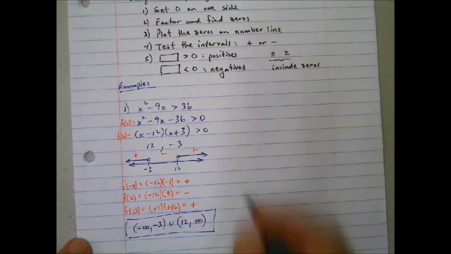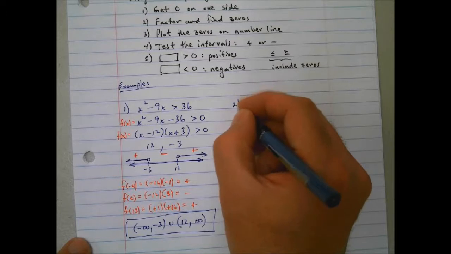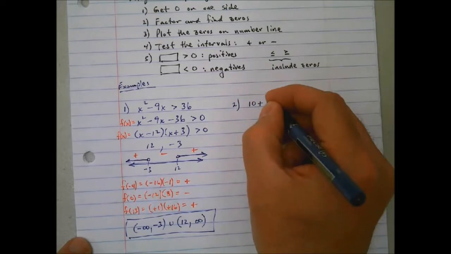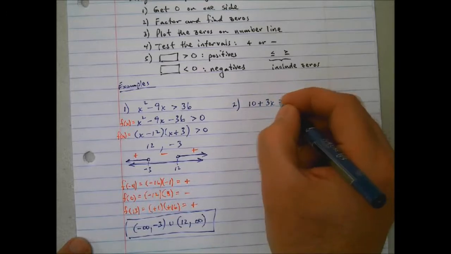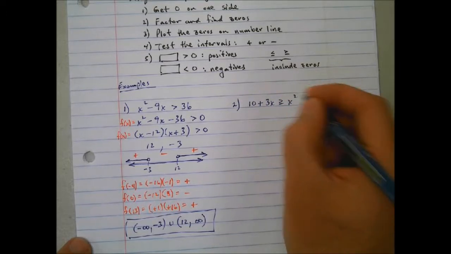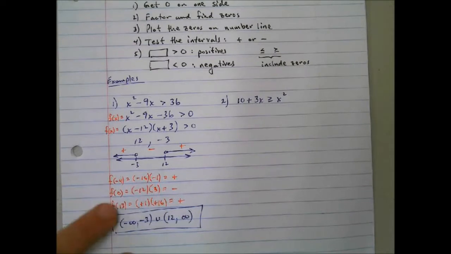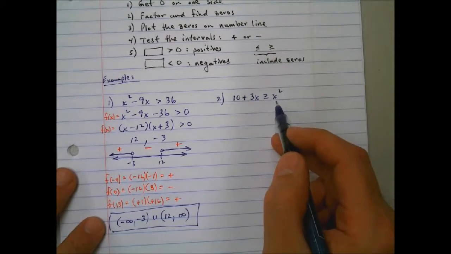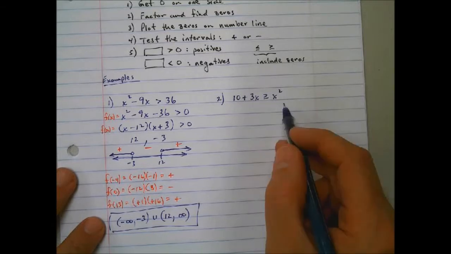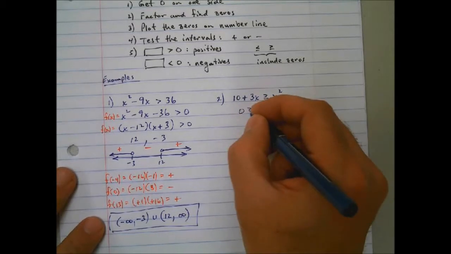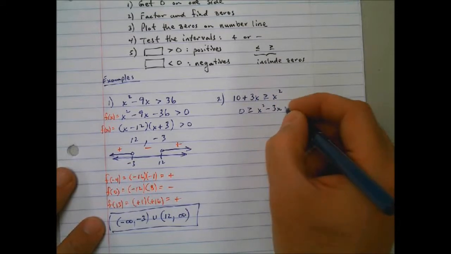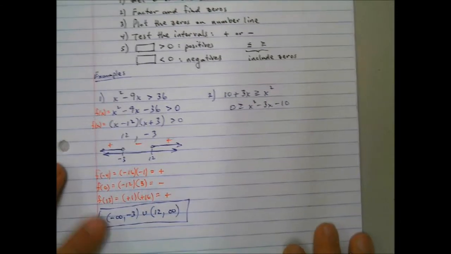Okay, let's try second problem here. 10 plus 3x greater than or equal to x squared. Okay, highest power of x is on the right-hand side this time, and it's positive. So let's move everything to that side. So 0 is greater than or equal to x squared minus 3x minus 10.